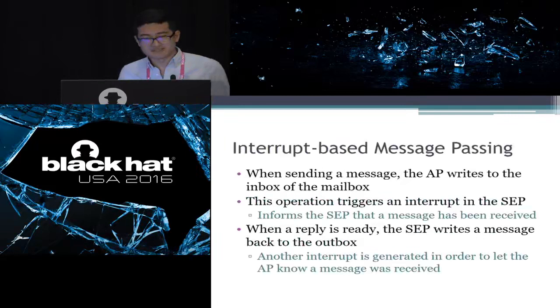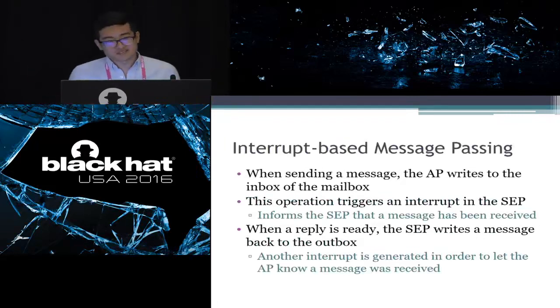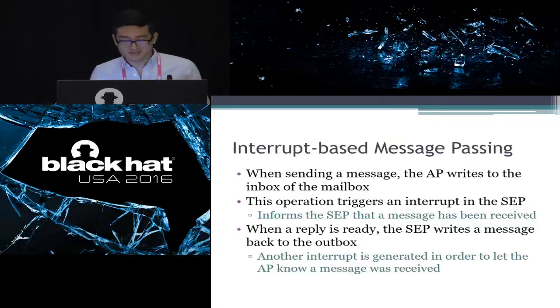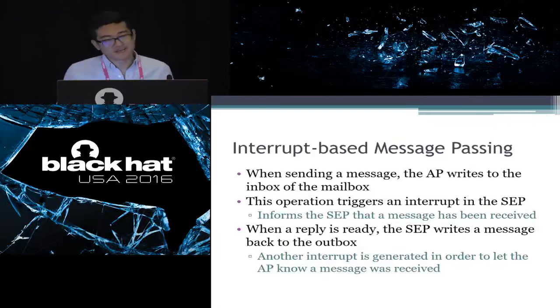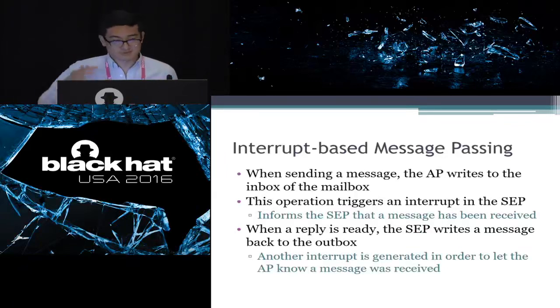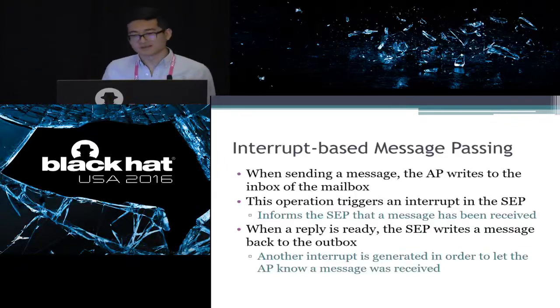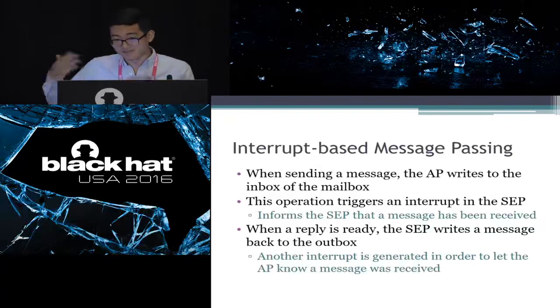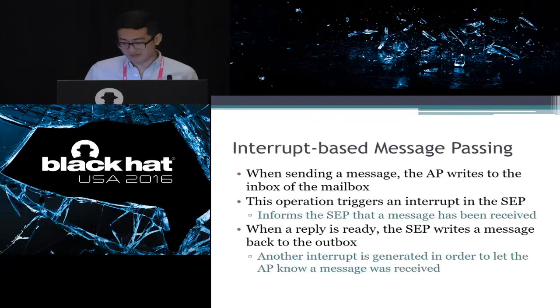So how it works is that when the AP wants to send a message, it will write to the inbox register of the mailbox. And this generates an interrupt on the SEP side. And SEP is waiting for that interrupt. And when it gets it, it will read the inbox register of the mailbox and get the message. When the SEP wants to send a reply, it will write a message to the outbox register, which will generate a corresponding interrupt on the AP side. And the AP will then be signaled to read the message from the outbox register.